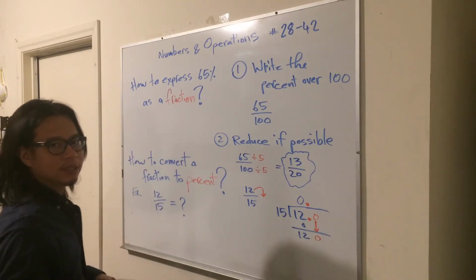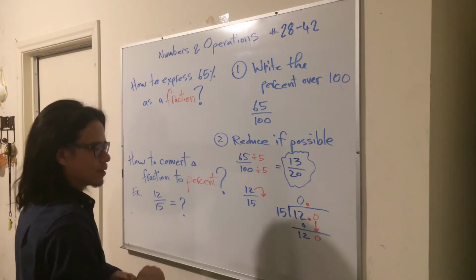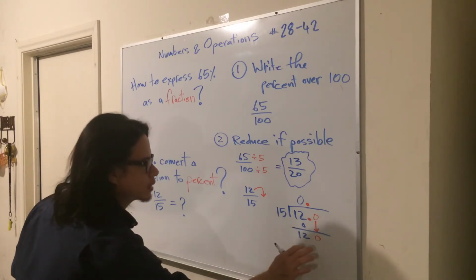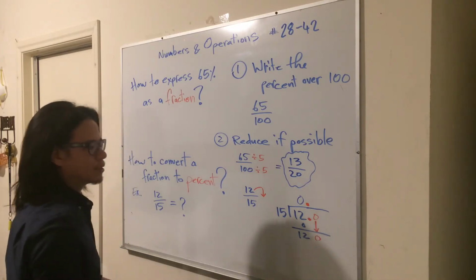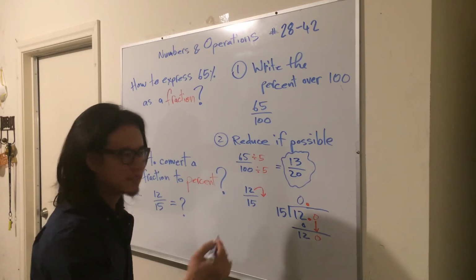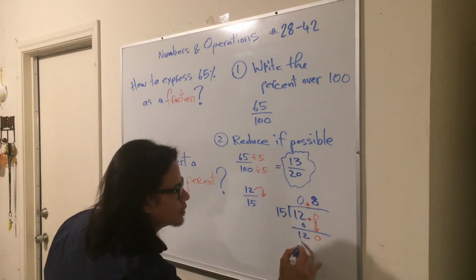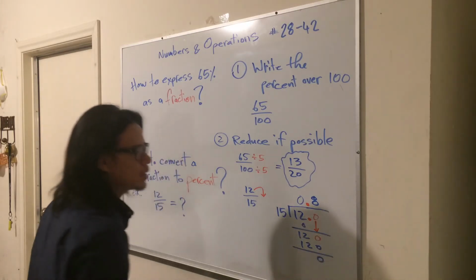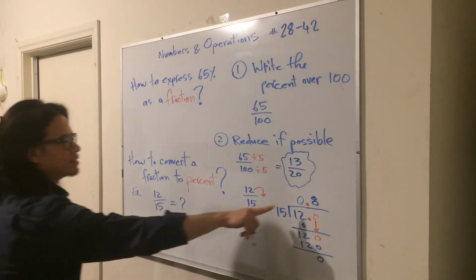I know some of us are a little bit rusty when it comes to dividing by hand, and that's okay. That's why we're going over this. Hopefully it will come back real quick. So 15, how many times can it go into 120? Turns out 8 times. So 15 times 8 is 120 with no remainder. Okay, so here we have 0.8.